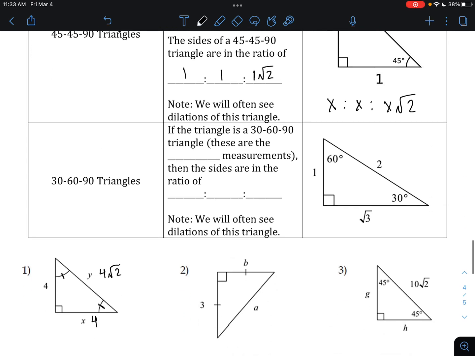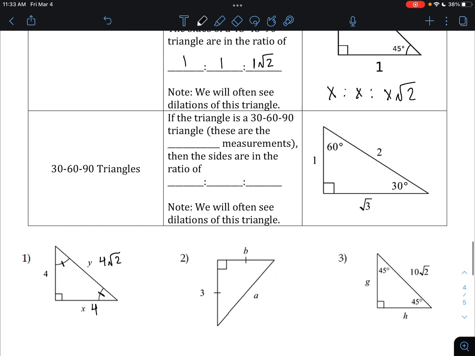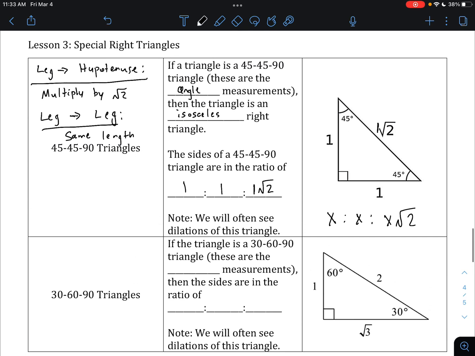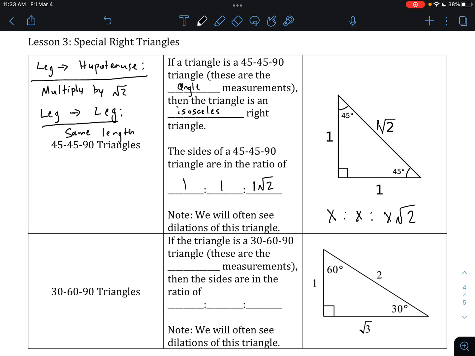Now, what happens if I'm given my hypotenuse, but I need to find my leg? In that case, we're going to be going backwards from our hypotenuse to our leg. So the opposite of multiplication is division. We're going to divide by the square root of 2 instead of multiplying. So we're just going to write that down. We're going to do an example of that in just a second.